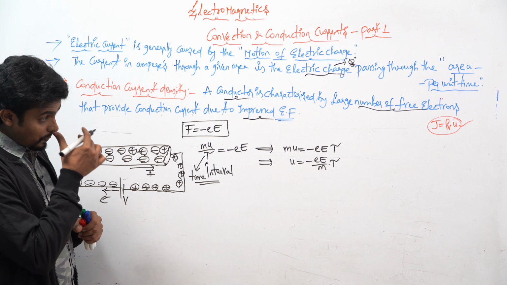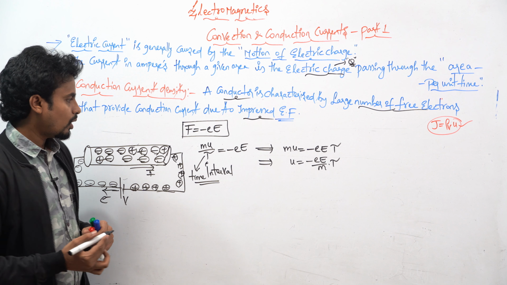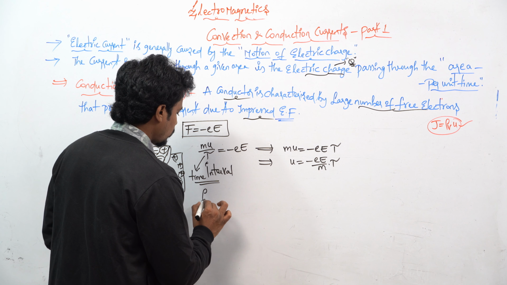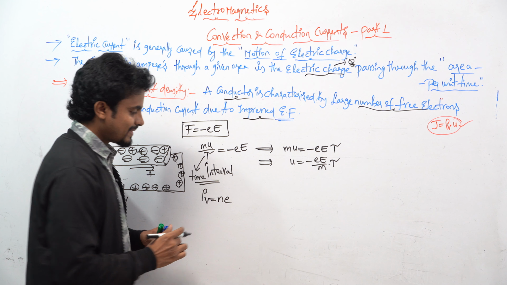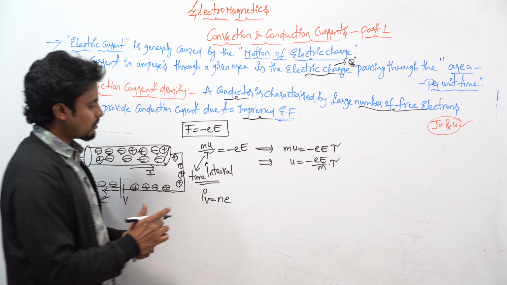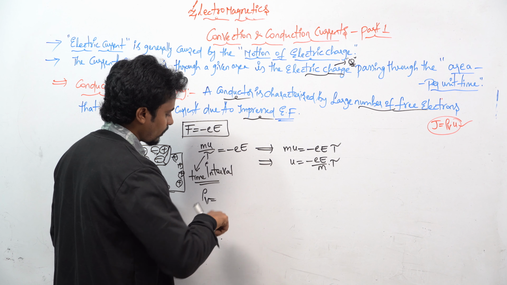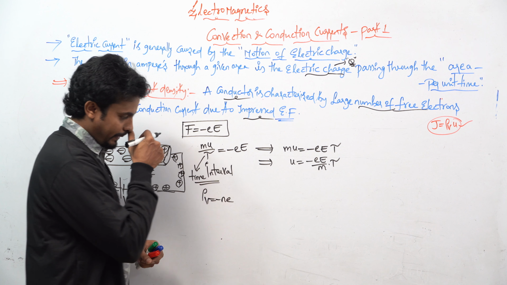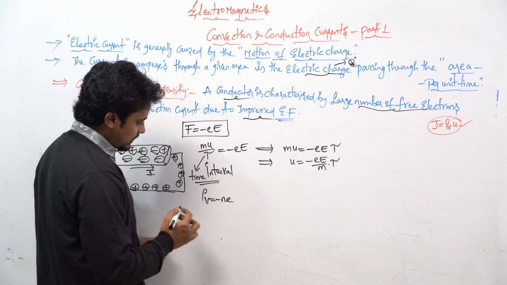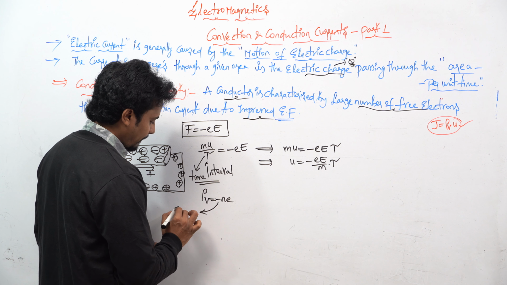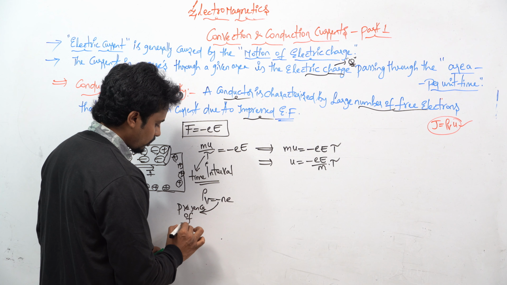For example, this will have some volume v. How can you define the charge density in volume v? Rho v is equal to minus small ne. This negative symbol represents the presence of electron.